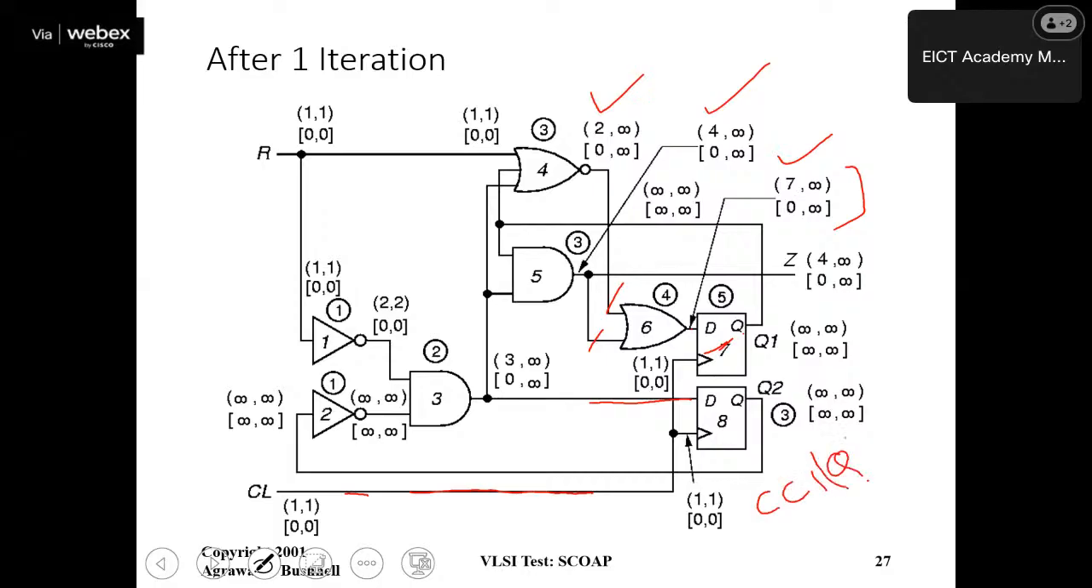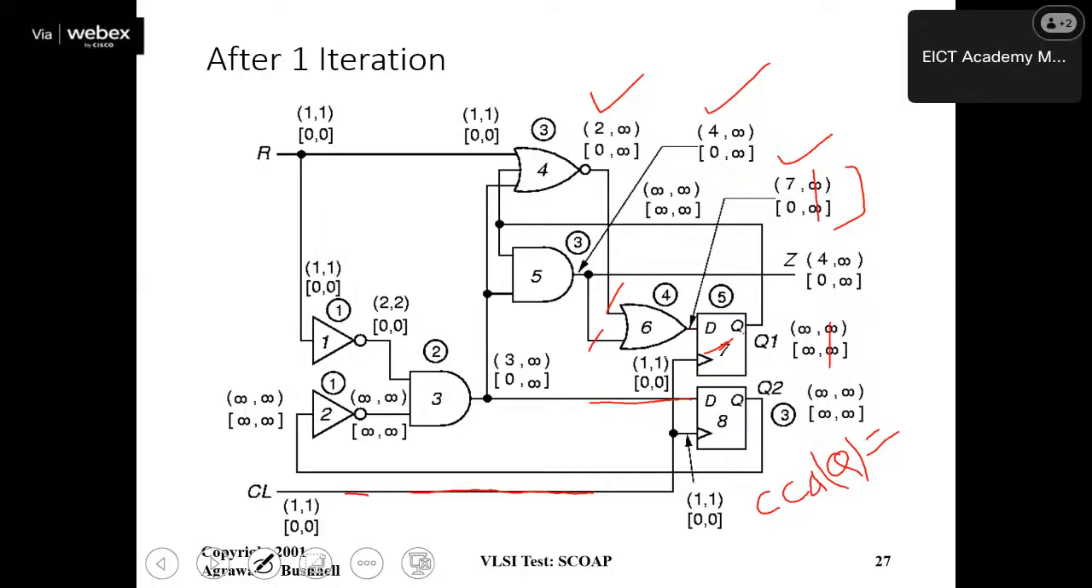When the value of Q can be 1, it requires, first of all, D to be 1. That I cannot calculate because it is infinity, right? So it means this is expected to be infinity.